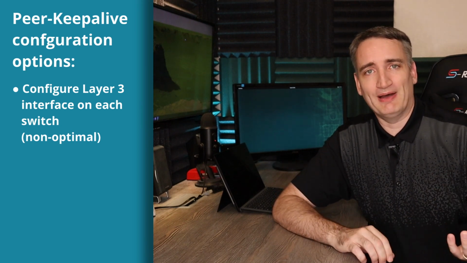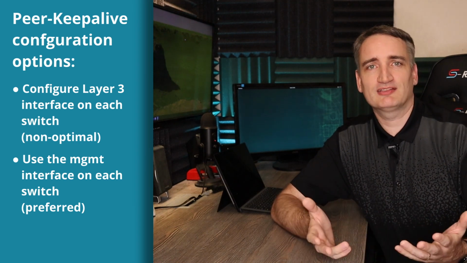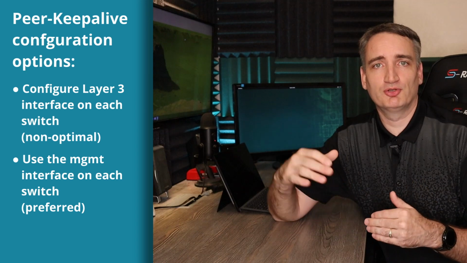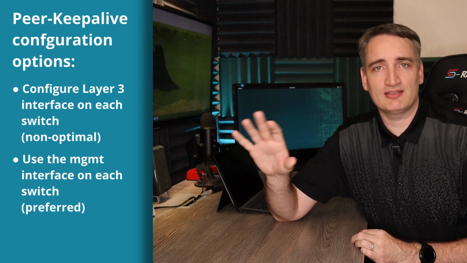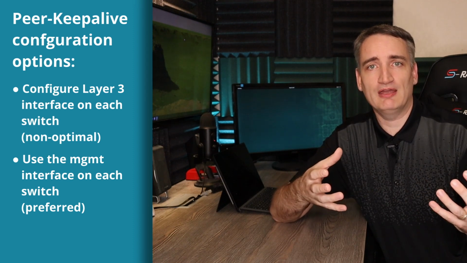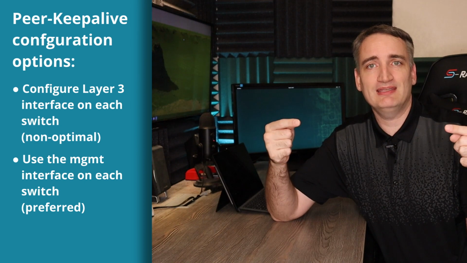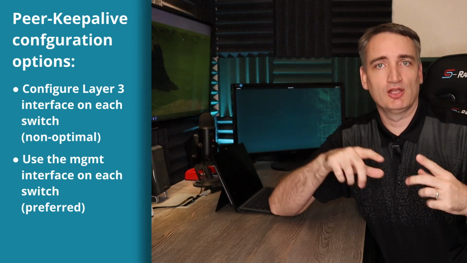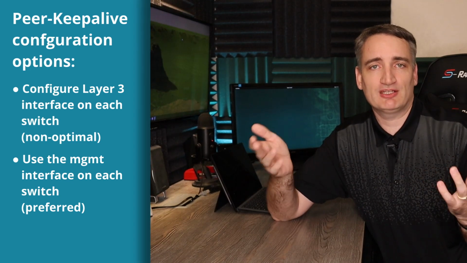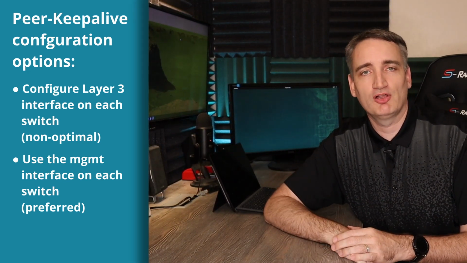So the other way you go about doing that is to use the management interfaces. Every Nexus switch has a management interface on it, and even if it's going through a management switch, it doesn't matter. You can essentially tell the peer keep alive to point the two management interface IPs at each other and just bounce the hello packets between them. If it goes through another switch, management switch in between, no big deal, as long as they still send and receive the hello packets.